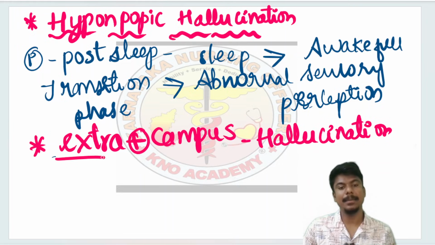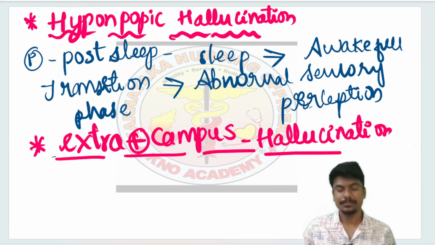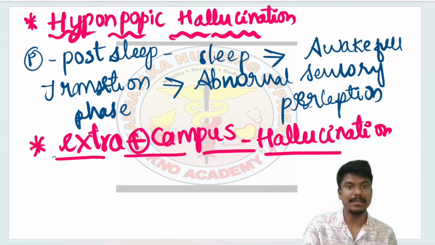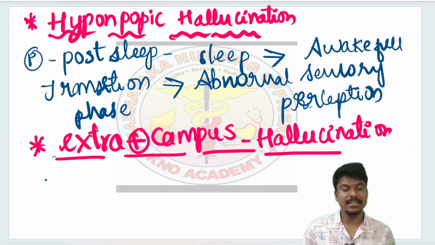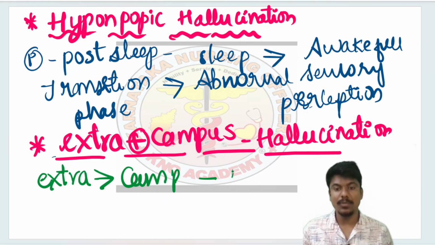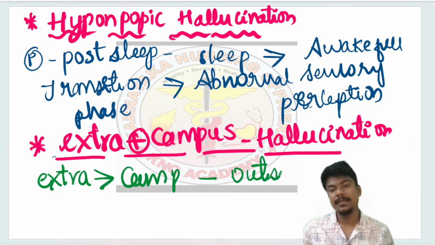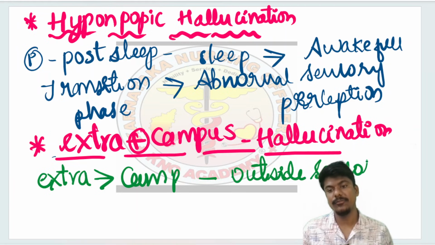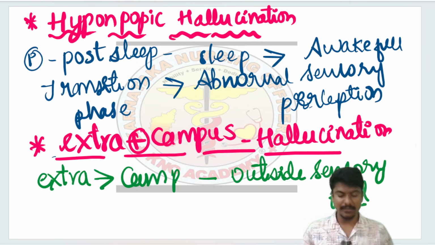So what do you mean by extracampine hallucination? Does anybody know? Let me explain. Extracampine is nothing but extra camp, which means away, outside the sensory field. If you perceive something outside the sensory field, that is what we call extracampine hallucination.